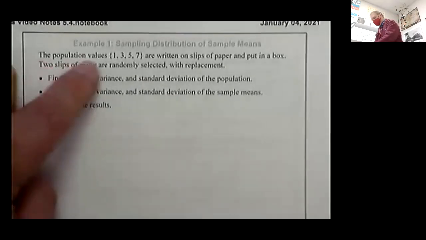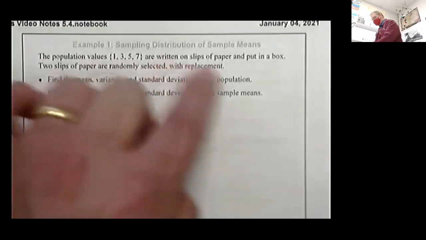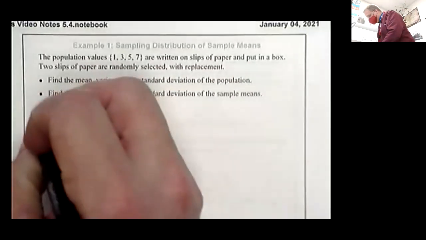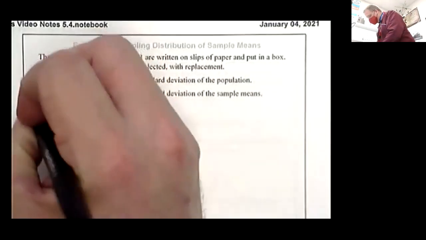The population values of 1, 3, 5, 7 are written on slips of paper and put in a box. Two slips of paper are randomly selected with replacement. Find the mean, variance, and standard deviation of the population. Find the mean, variance, and standard deviation of the sample means, and compare our results. We'll call this A, B, and C.